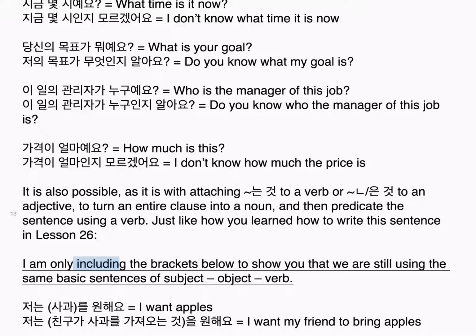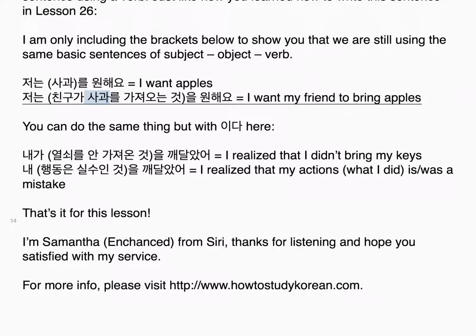I am only including the brackets below to show you that we are still using the same basic sentences of subject, object, verb. 저는 사과를 원해요. I want apples. 저는 친구가 사과를 가져오는 것을 원해요. I want my friend to bring apples. You can do the same thing but with 이다 here. 내가 열쇠를 안 가져온 것을 깨달아서 I realized that I didn't bring my keys. 내 행동은 실수인 것을 깨달아서 I realized that my actions, what I did, was a mistake.